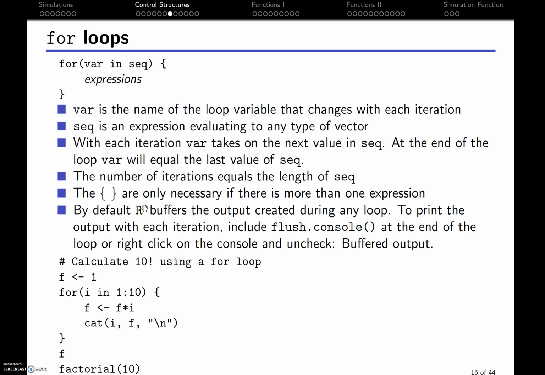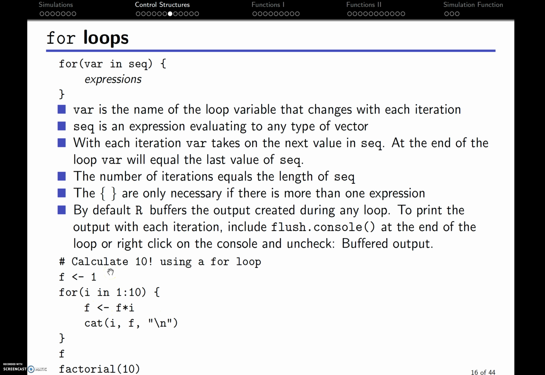Okay, so for example, we're going to calculate 10 factorial using a for loop. This would not be the way to calculate 10 factorial, by the way. There's a much better way to do it, but it will demonstrate the for loop to us. So here we initialize f to be 1. Then we set up our for loop. We want to calculate 10 factorial, so we need to index I from 1 up to 10. And we're just going to replace f with the product of f, the current value of f, times I.